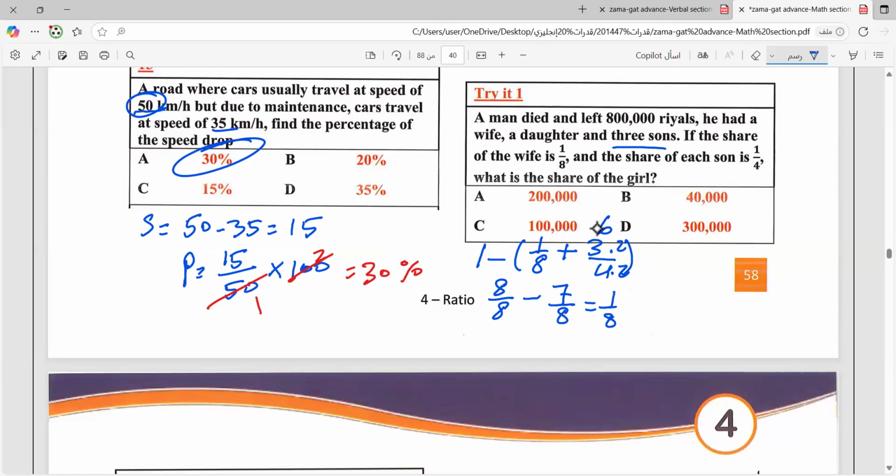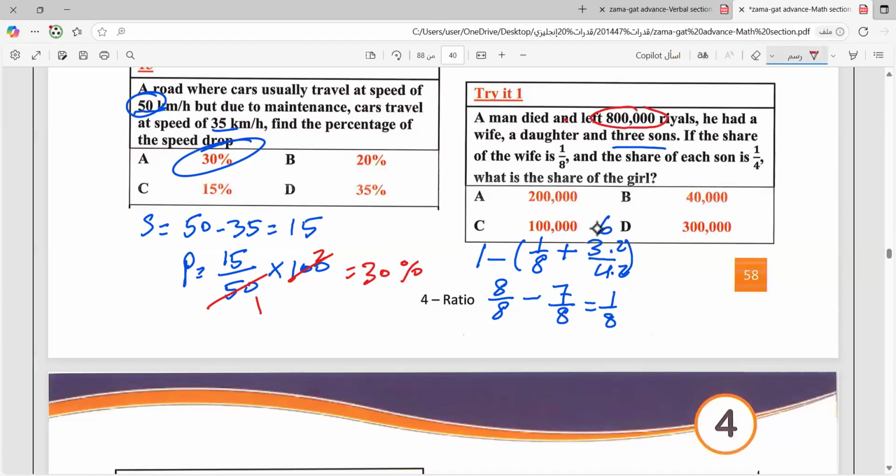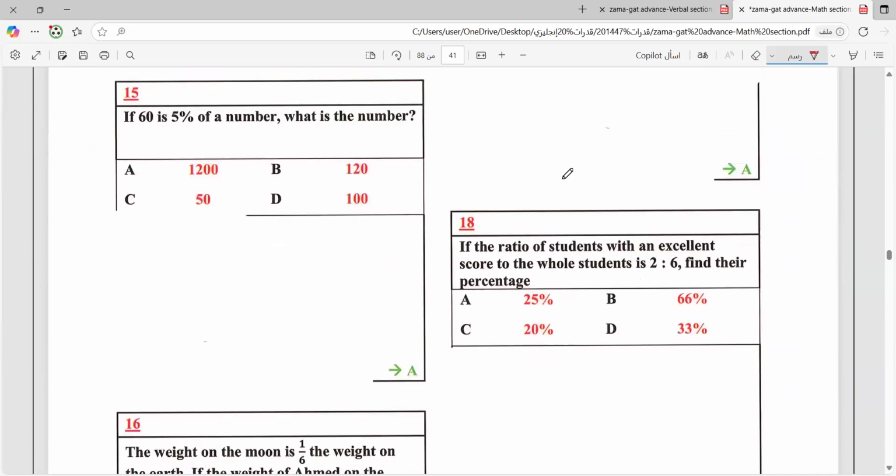So the fraction is what? 1 over 8. We multiply this by what? So we just divide by 8. So it's 100,000. With 800,000, you simplify, so it will be the same amount. So 100,000. So the answer is C. Clear, Yasmin? Yeah. Right, good.